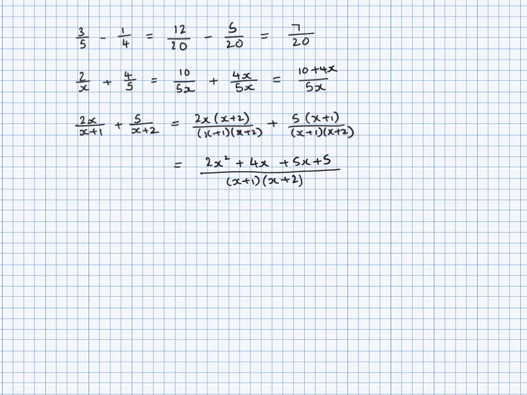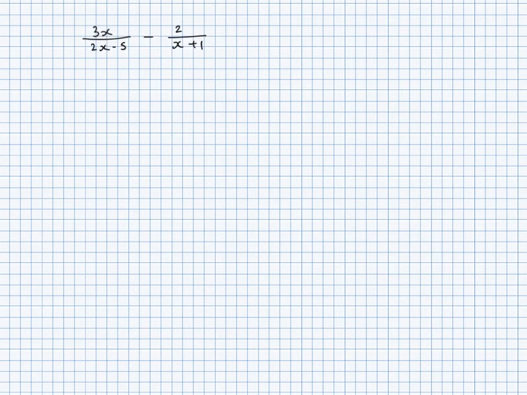Okay, so now that we've written it as one fraction, these are fine as they are, and this one can still be simplified here. So we're going to do that and finish it off. So we've got 2x squared plus 9x plus 5 over x plus 1 times x plus 2. So notice how simplifying these are similar. I'm just going to go through a few more examples to show where some people often go wrong.